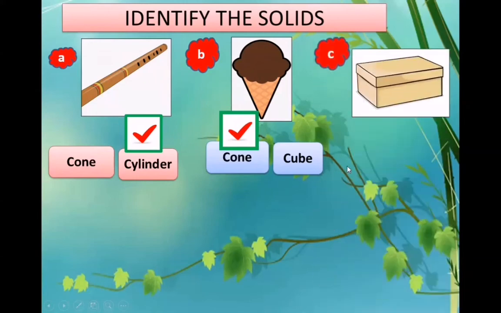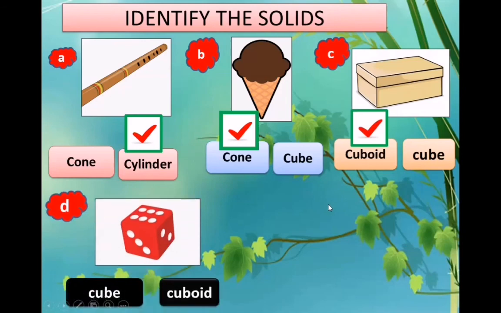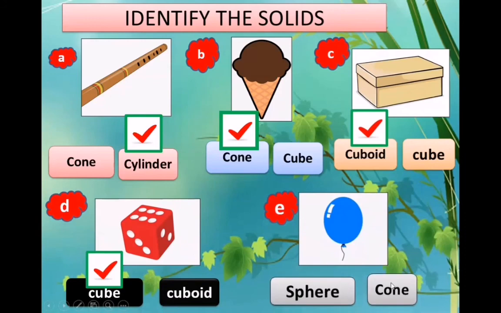Next, is this a cuboid or a cube? Yes, it's a cuboid. Is this a cube or a cuboid? Correct, it's a cube. Is this a sphere or a cone? Yes, it's a sphere.